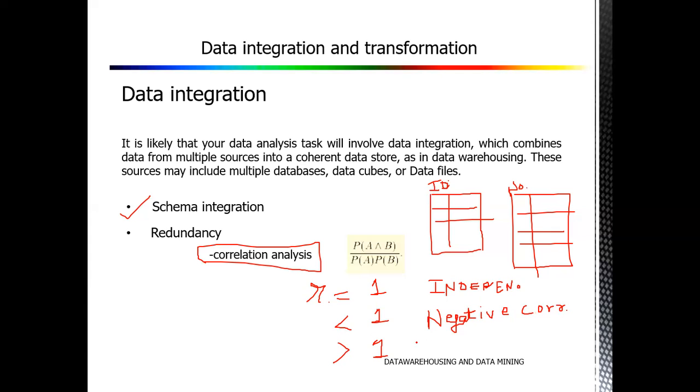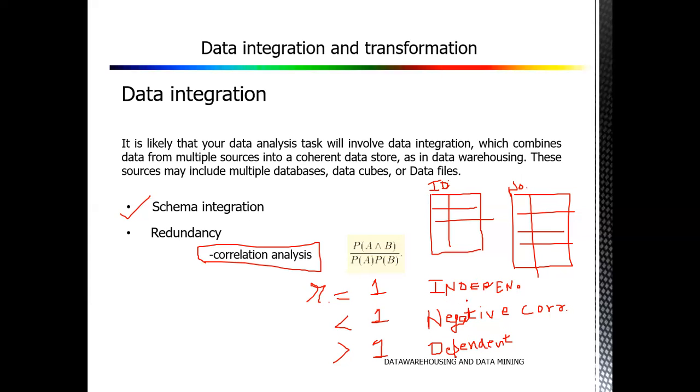The third one is greater than 1. If the value is coming as greater than 1, that means the two attributes are dependent on each other. Very important one. They are dependent on each other. In other terms, you can also say they are positively correlated. That can also be the meaning.